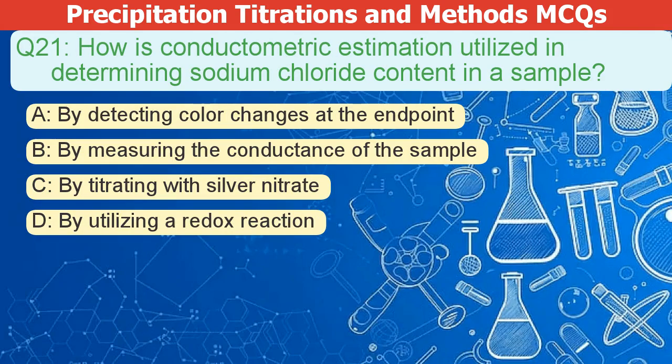How is conductometric estimation utilized in determining sodium chloride content in a sample? A. By detecting color changes at the endpoint. B. By measuring the conductance of the sample. C. By titrating with silver nitrate. D. By utilizing a redox reaction.